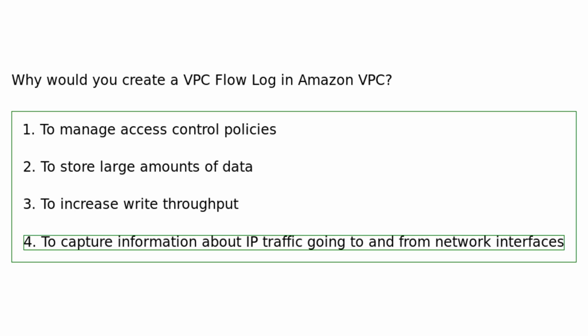VPC flow logs in Amazon VPC allow you to capture information about the IP traffic going to and from network interfaces in your VPC, providing visibility into network traffic for monitoring and troubleshooting.